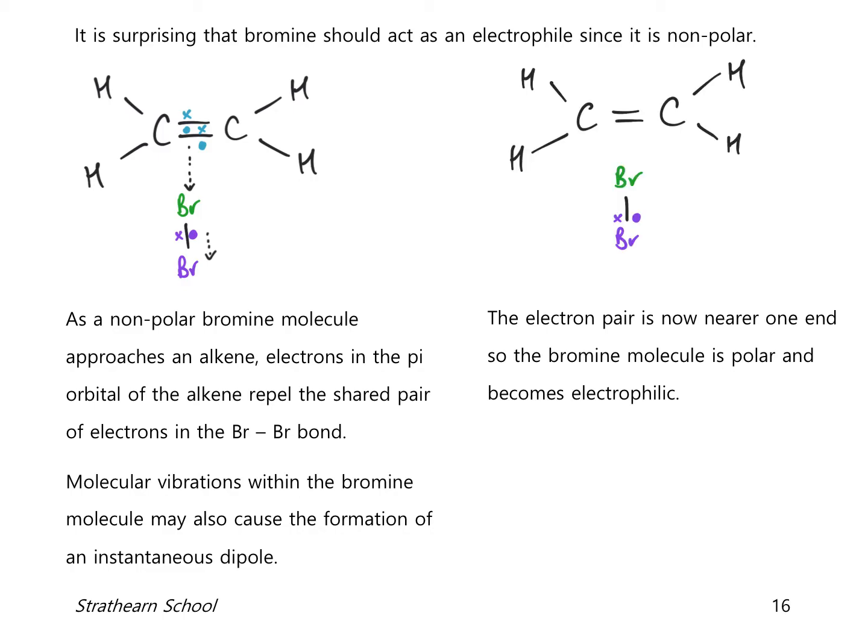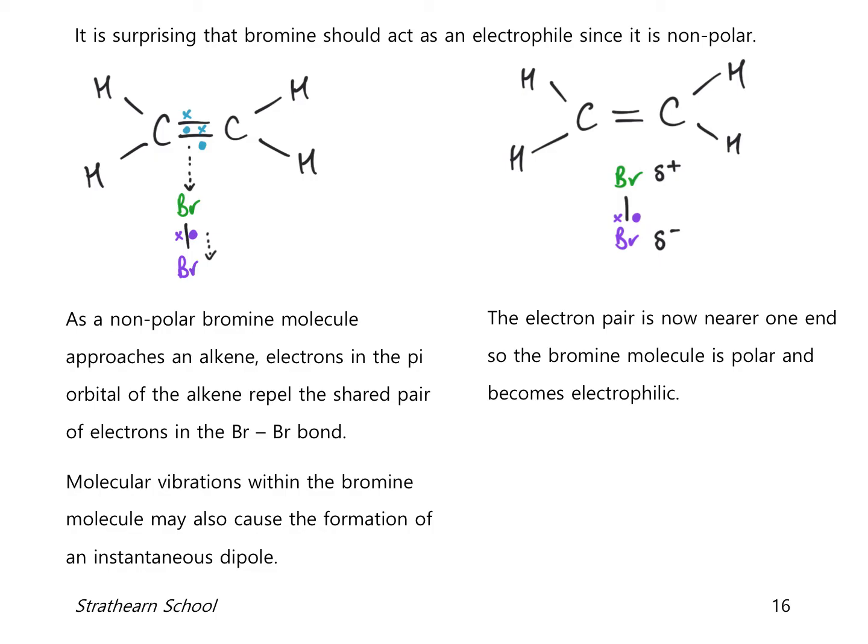Well, you can see in the second diagram here on the right hand side, the electron pair is now nearer one end of the bromine molecule, so it's closer to that second bromine atom. You can see it's now an uneven distribution of the electron pair. It's closer to the purple bromine atom, and so that makes that end delta negative because it has a greater share of the electron pair, and it makes the green bromine atom delta positive because it has less of a share of the electrons. Therefore, since we have a partial charge now, this molecule is now essentially temporarily polar.